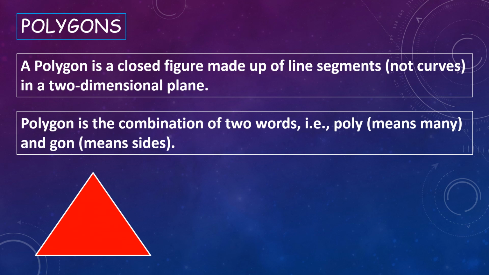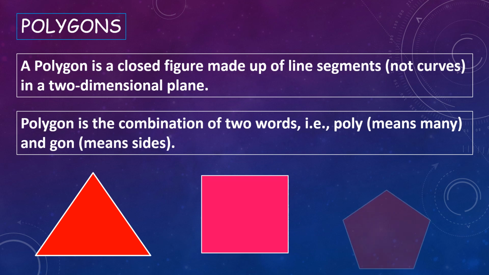Triangle. In triangle, we are having three line segments and it is a closed figure. So it is a polygon. See, if we are having a figure made up of line segments and it is not a closed figure, if it is open, it is not a polygon. And this is a square. It is made up of four line segments and it is a closed figure. This is a pentagon. It is having five line segments and it is a closed figure.